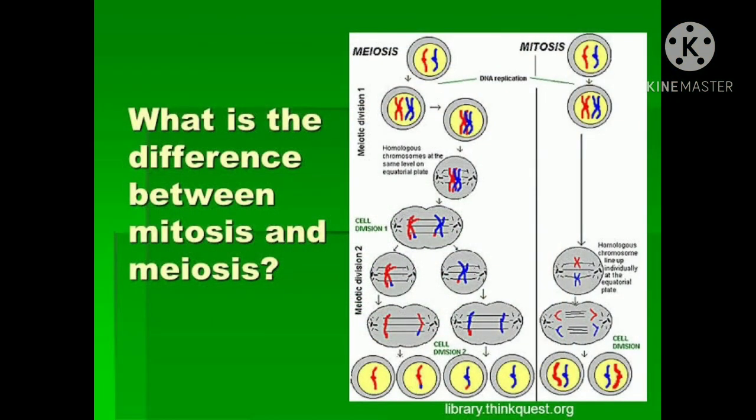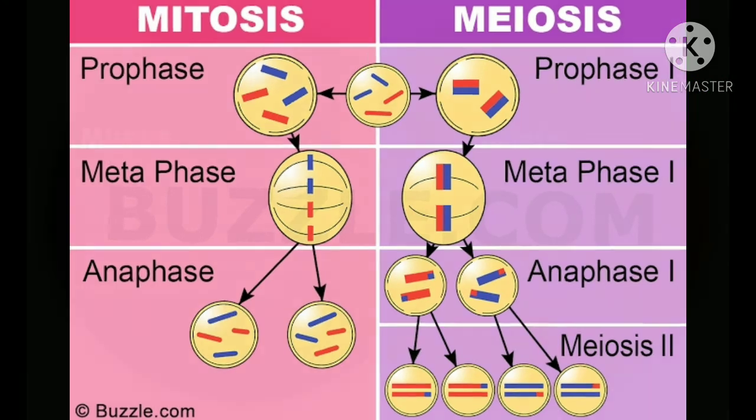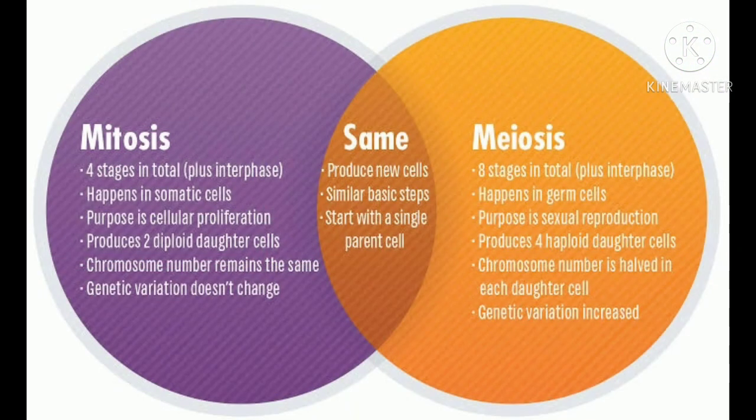Now, let us know what the difference between mitosis and meiosis is. Mitosis has 4 stages in total, plus interphase. It happens in somatic cells. Its purpose is cellular proliferation and it produces 2 diploid daughter cells. Its chromosome number remains the same and its genetic variation doesn't change.